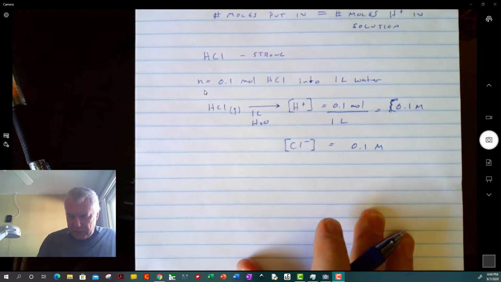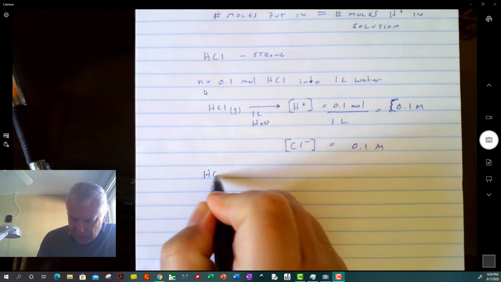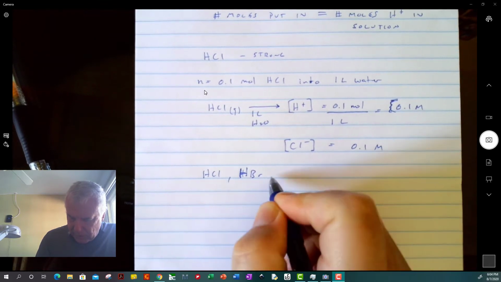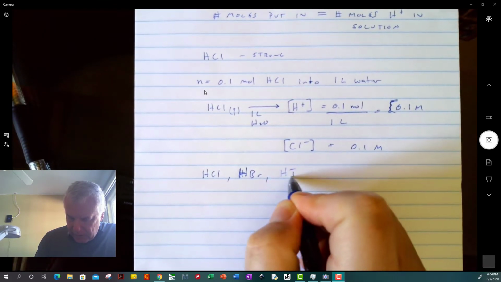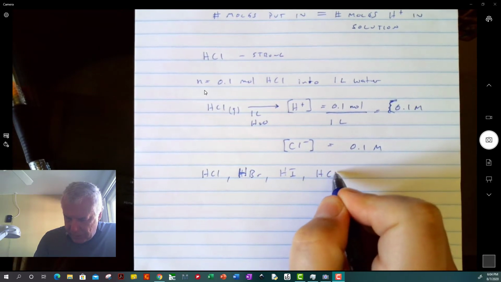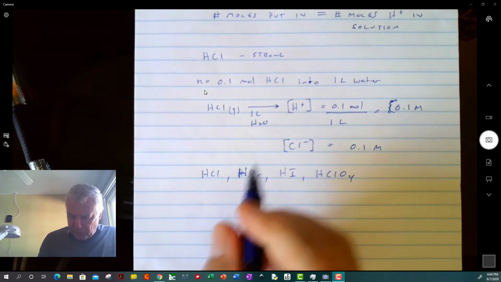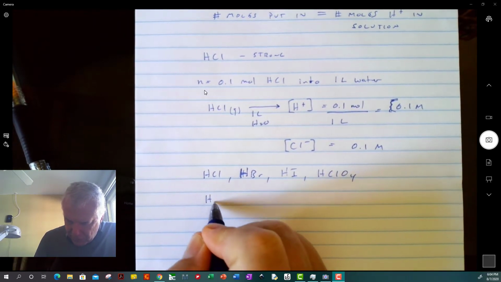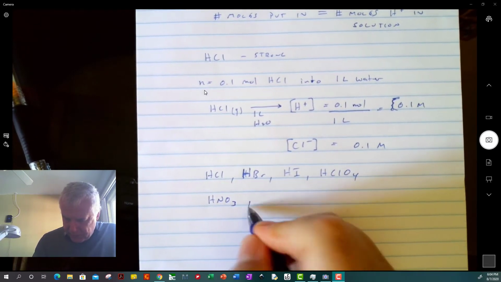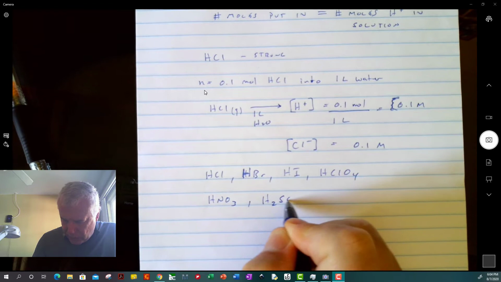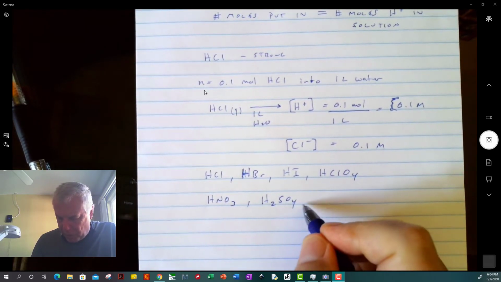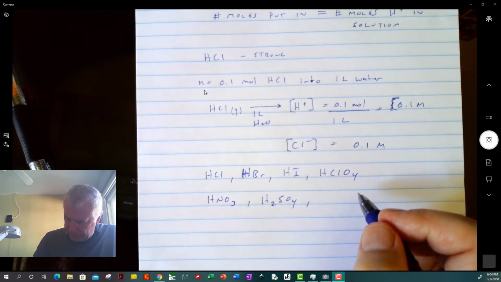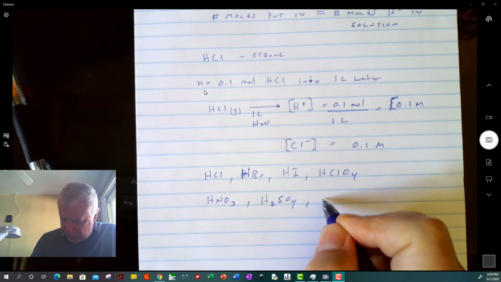And so just a short list of strong acids and bases. We have HCl, HBr, HI, HClO4, right, perchloric acid, a little less common, but still out there. You've got HNO3, nitric acid, H2SO4. The first proton is strong. And there are probably others.